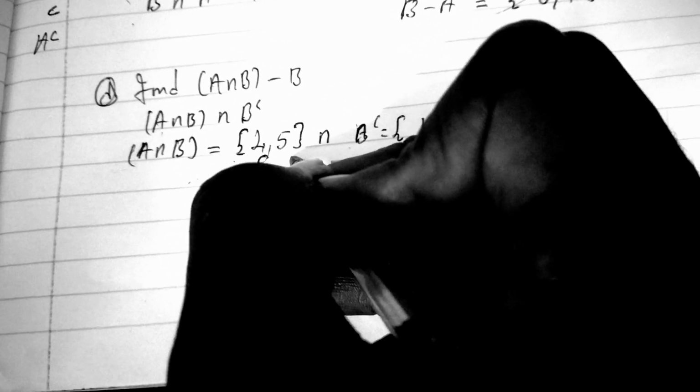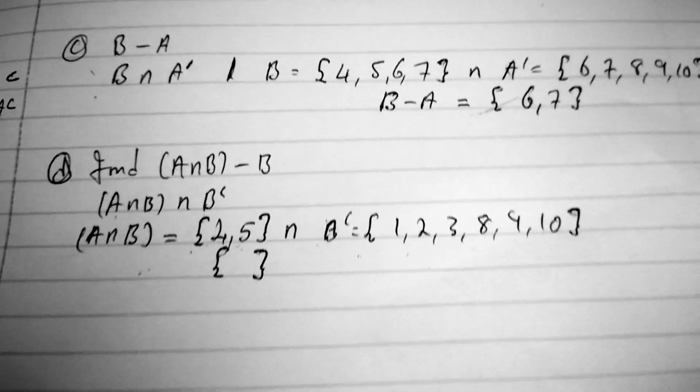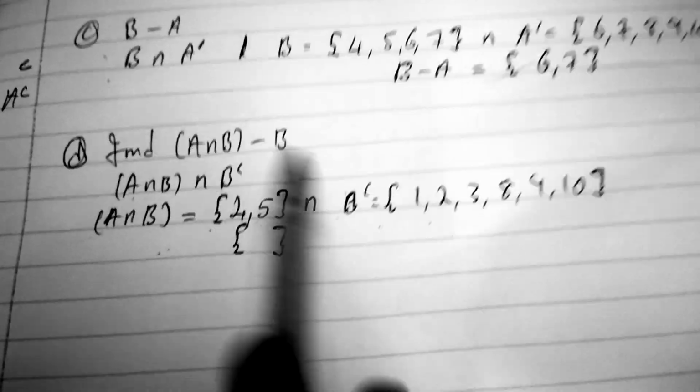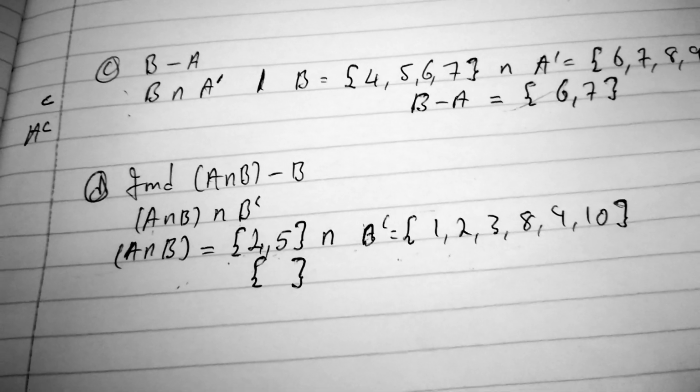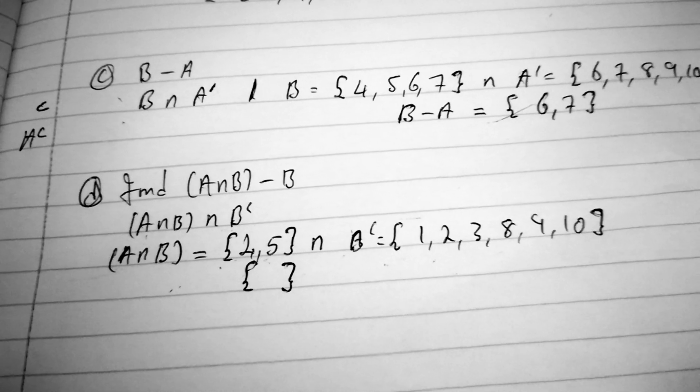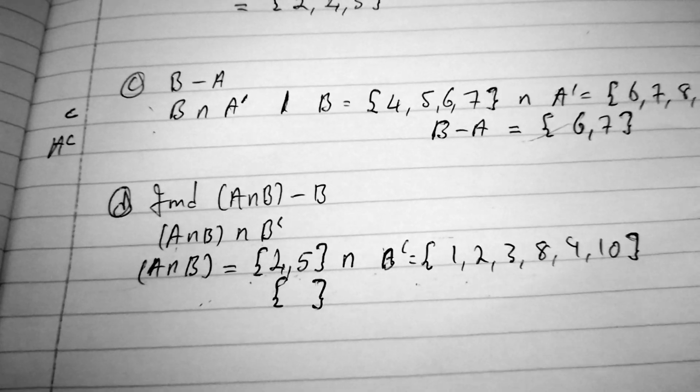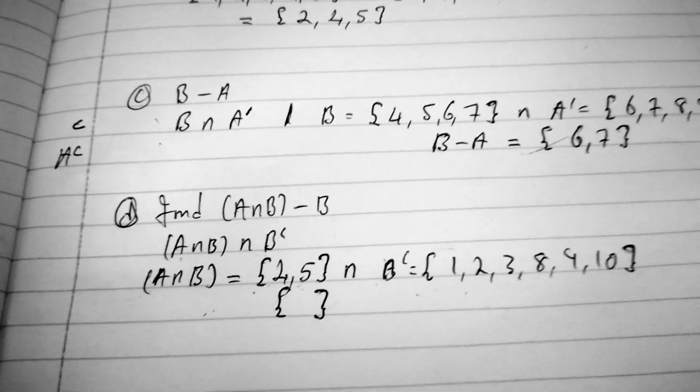meaning our intersection set of the two is going to be an empty set, since we don't have anything common between the two sets. So nothing is in the set, so it's going to be an empty set. An empty set means there's nothing, it's empty.